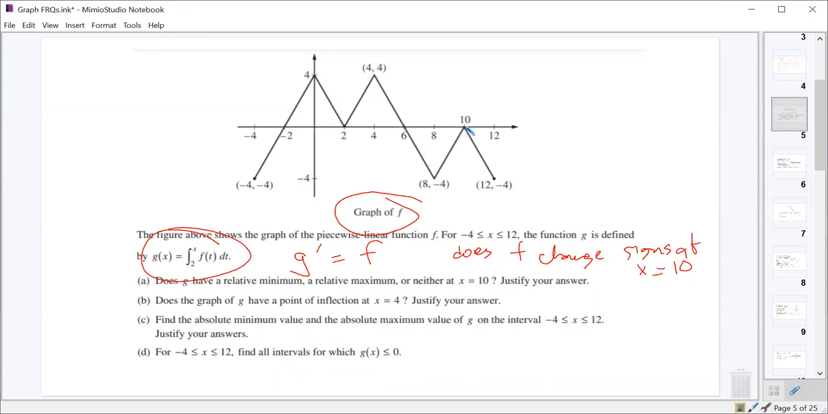Follow along. Oh, there's 10. Does f change signs at 10? No. So neither. If f went from positive to negative, it would have been a max. And if f went from negative to positive, it would have been a min. But it doesn't change signs. And that's exactly what you would write. You would write, no, it has neither at x equals 10 because there is no sign change on the derivative of g, which is f. F doesn't change. Everybody good with that?